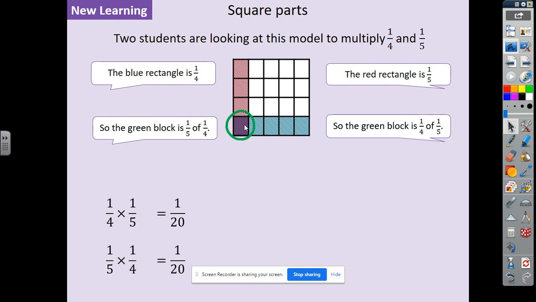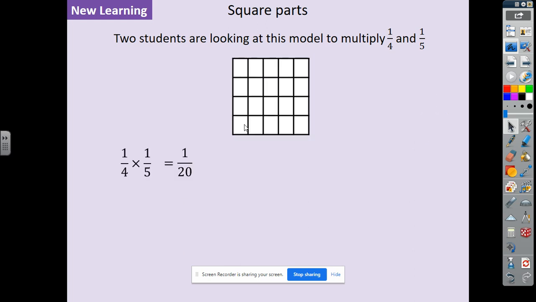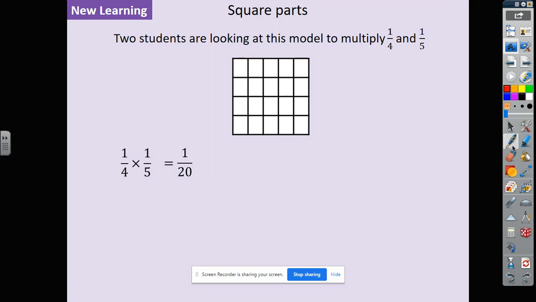So I want to have a look at this in a little bit more depth and just see if you can start to notice a pattern. We've already said a quarter times a fifth is 1/20. So let's have a look, and if I shade, let's look at 2/4. So I'll shade this part here. We can see that that is 2/4, the same as a half.